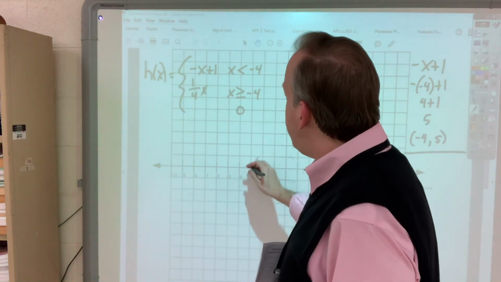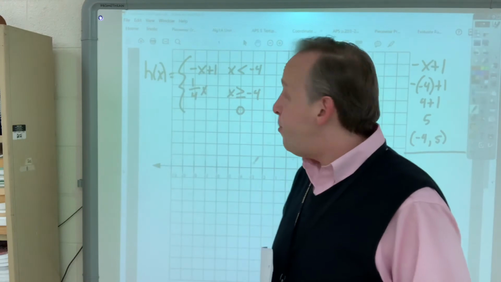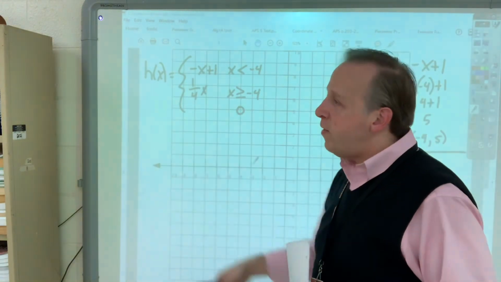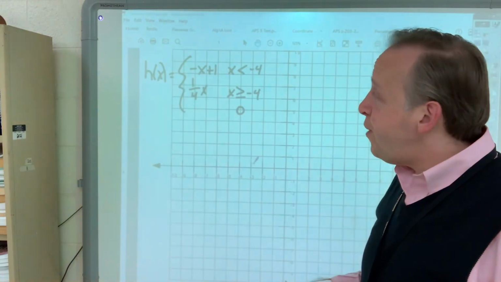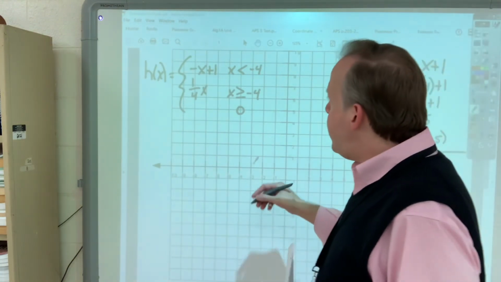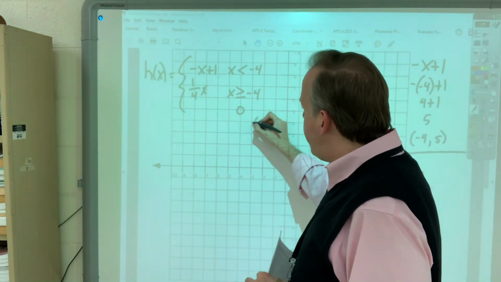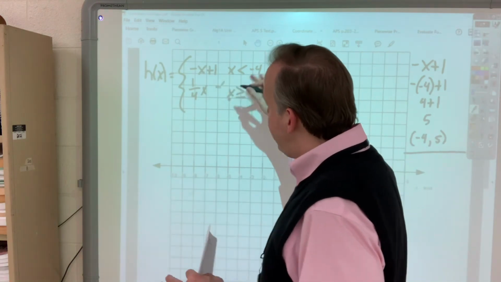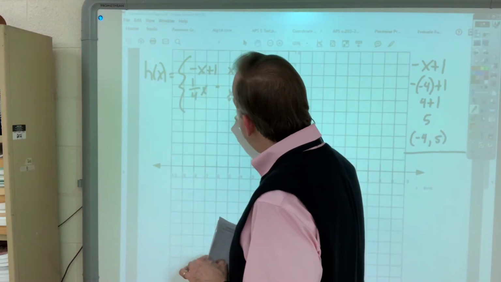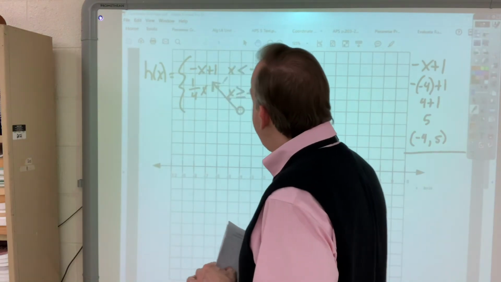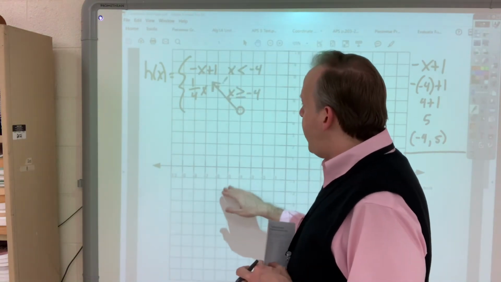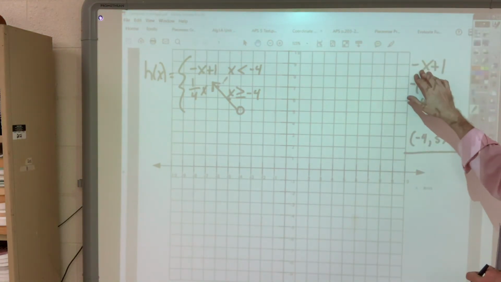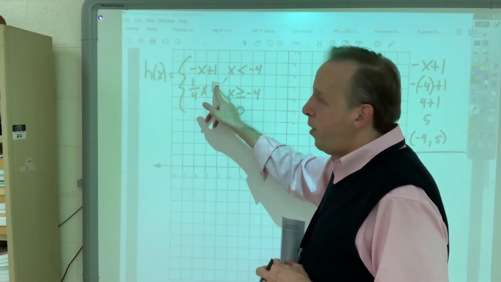And where is it going to go? Well, it's a negative 1 slope. So you can either plug in a number that's lower than negative 4 and see what the output is, or you can use the slope backwards. Instead of going down 1 over 1, I'm going to go up 1 to the left 1 and do it again. Goes like that. If you weren't sure, what if you just plug in the number negative 6? Okay, negative 6 is 6 plus 1 is 7. We are going in the right place.